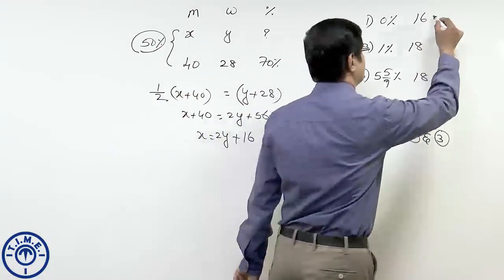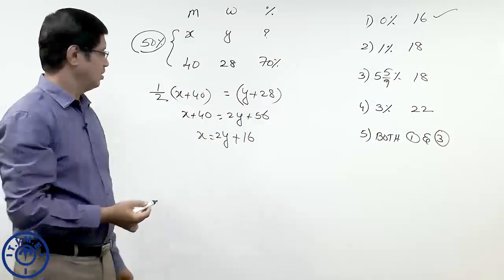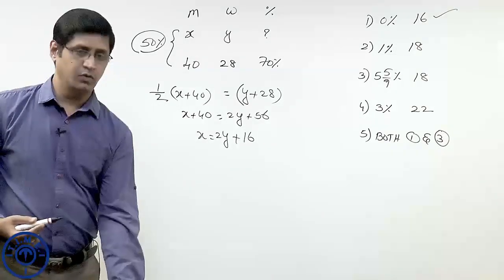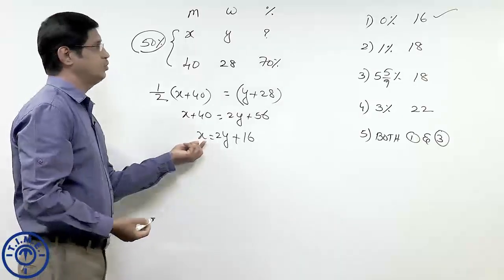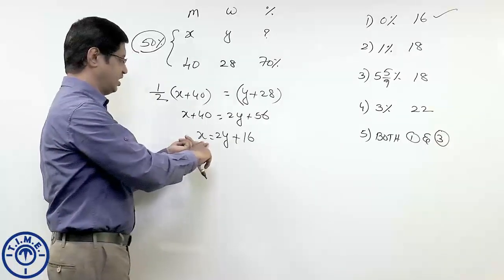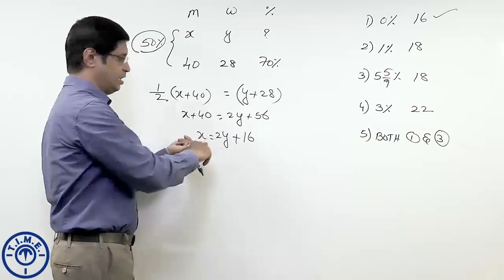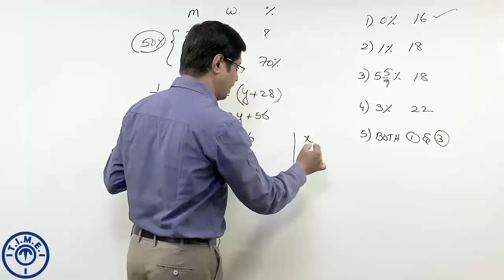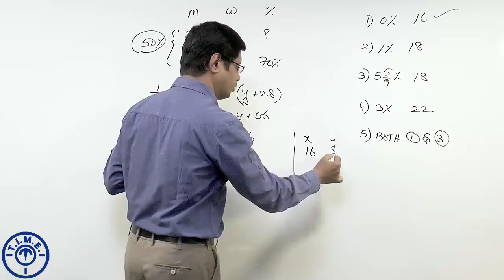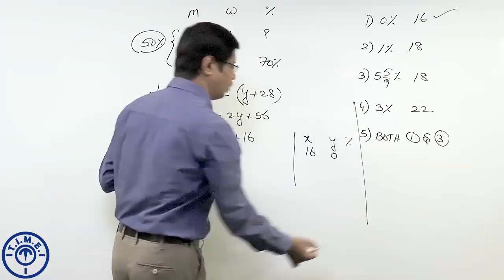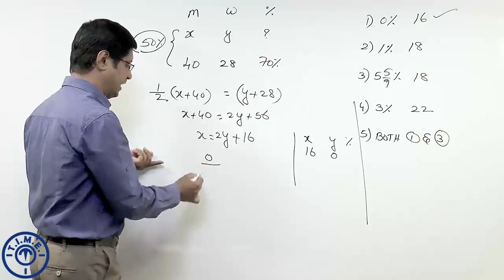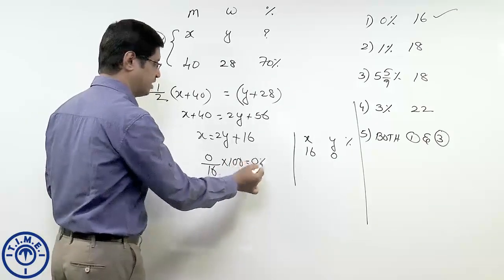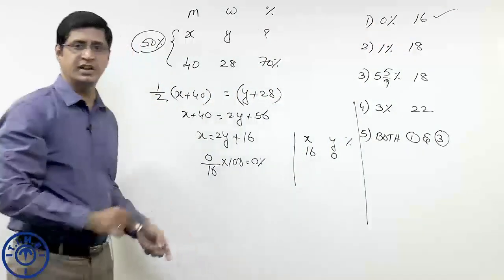Now look at the first option. The number of matches played is 16. When the number of matches played is 16, what is the percentage? Just look at the X value as 16. When you substitute X as 16, 16 minus 16 results 0. So what is the value of Y? X is equal to 16, Y is equal to 0. What is its percentage? 0 by 16 into 100, so the result is 0%. It is satisfying condition 1. So option 1 is satisfied here.